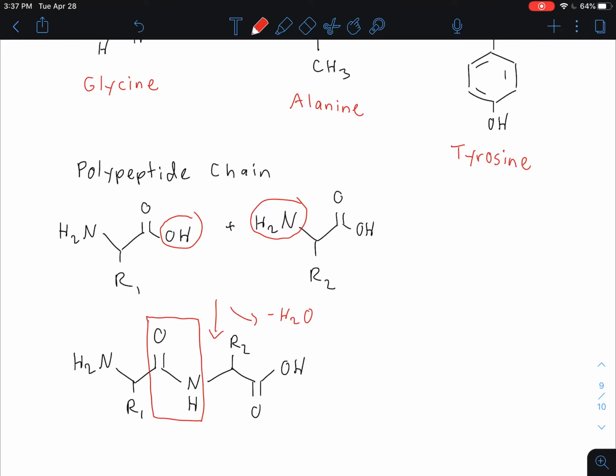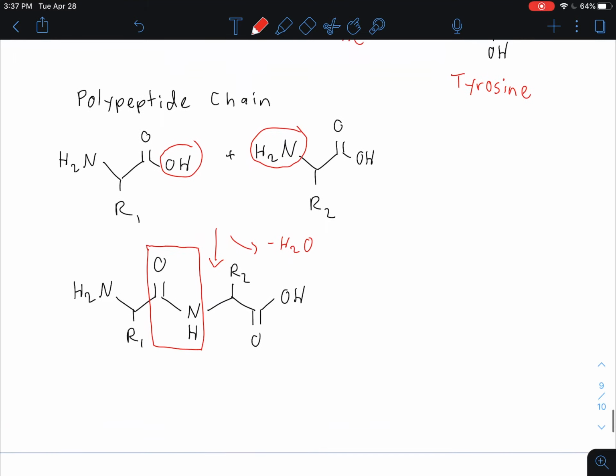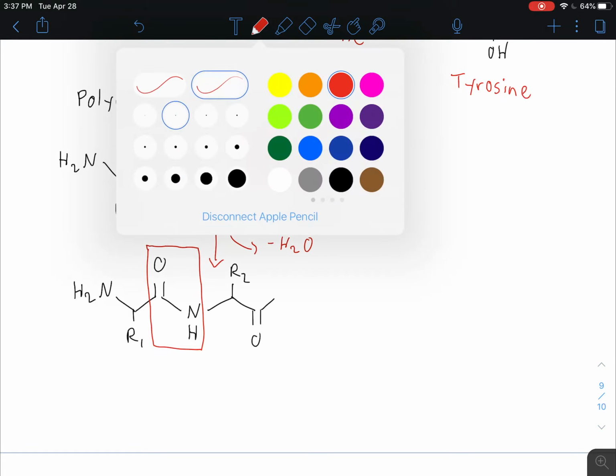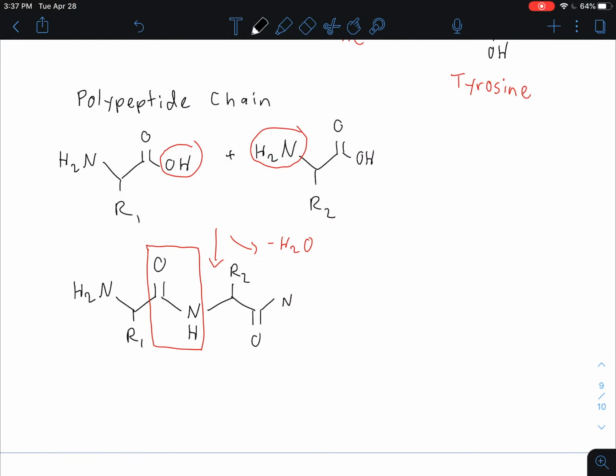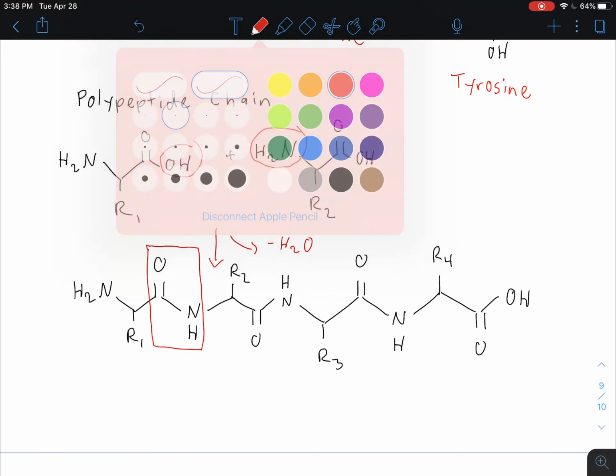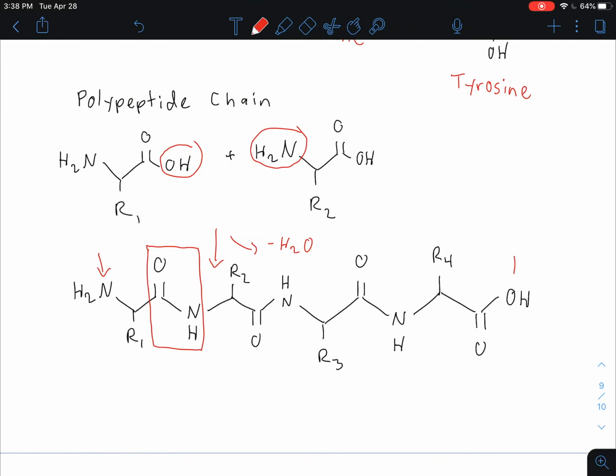And so I could continue on here, right, and make more of these depending on what we were trying to do. But that's what makes it a polypeptide once there's more than one attached. And if we wanted to go further on, we could. We could have NH again, and then let's say R3, and then another C double bond, and then NH again, and then R4, and then let's say that's it, and then we have our terminus.